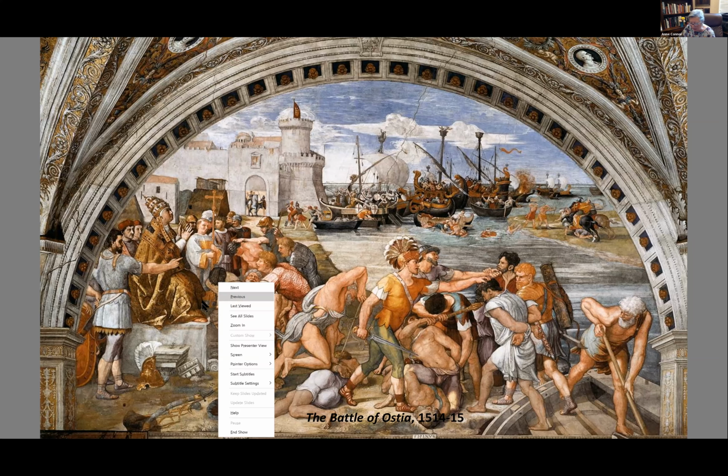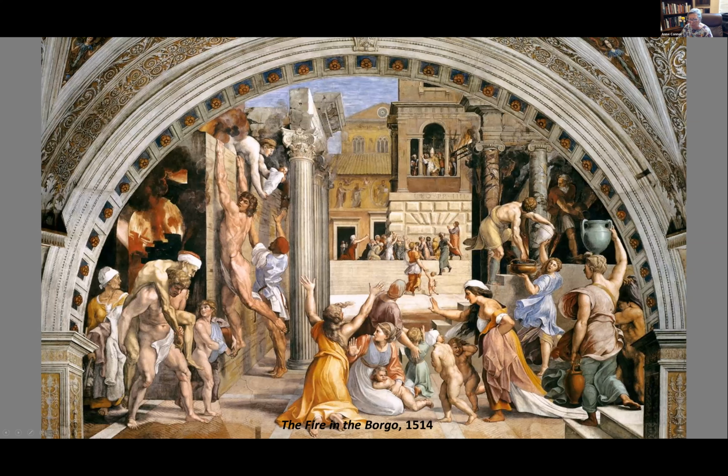The most important is probably the fire in the Borgo, the most complex of all these. It's full of references to classical antiquity, to medieval architecture also, and to themes that were used by contemporary artists. So it celebrates the intervention of Leo IV that you can see here at the Loggia of the Vatican, when there was a terrible fire that spread through the Borgo, which is one of the popular sections of Rome near the Basilica. And thanks to his intervention, the fire was extinguished. So you can see this takes place in 847.